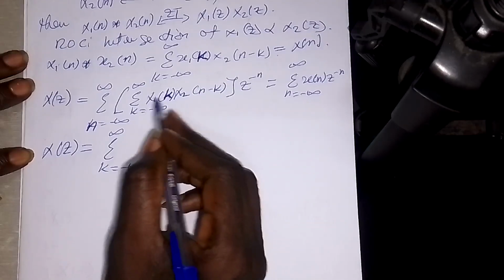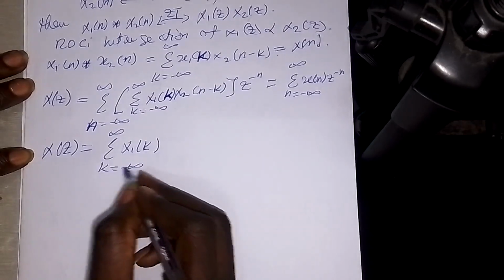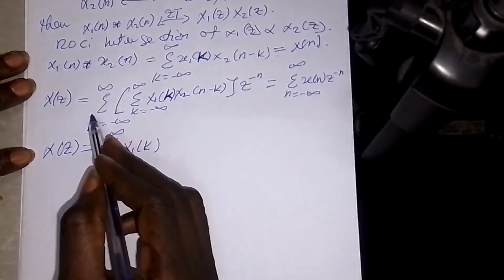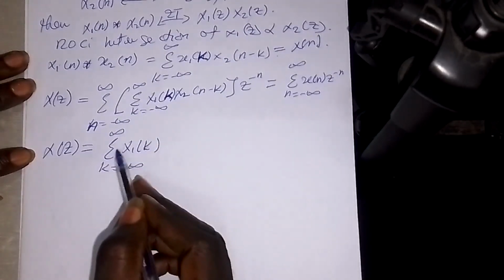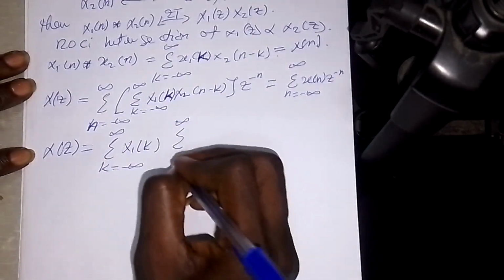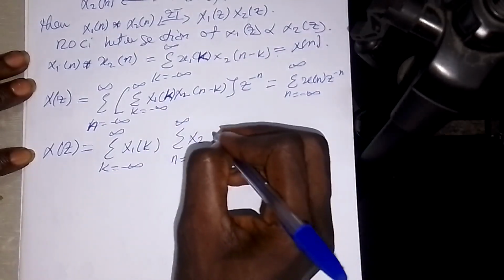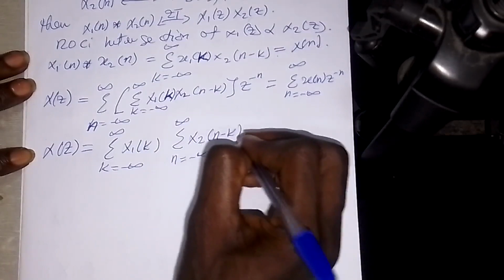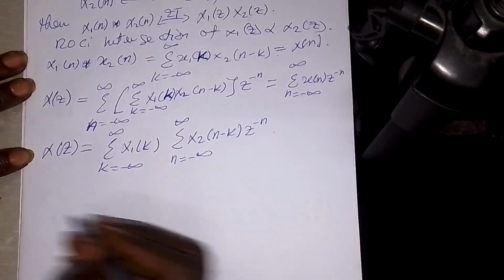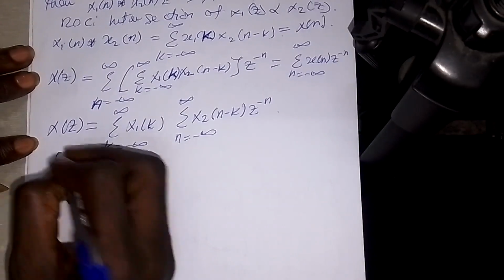See that it matches with this x1 of k. So now I'll make here x1 of k, with k equal to minus infinity, and here is also k. Then the next summation, since I have two summations here, the first one I have given to this guy. This second one I'll take to x2. So here the summation is n equals minus infinity to infinity, and then I'll make here x2 of n minus k into z to the minus n.